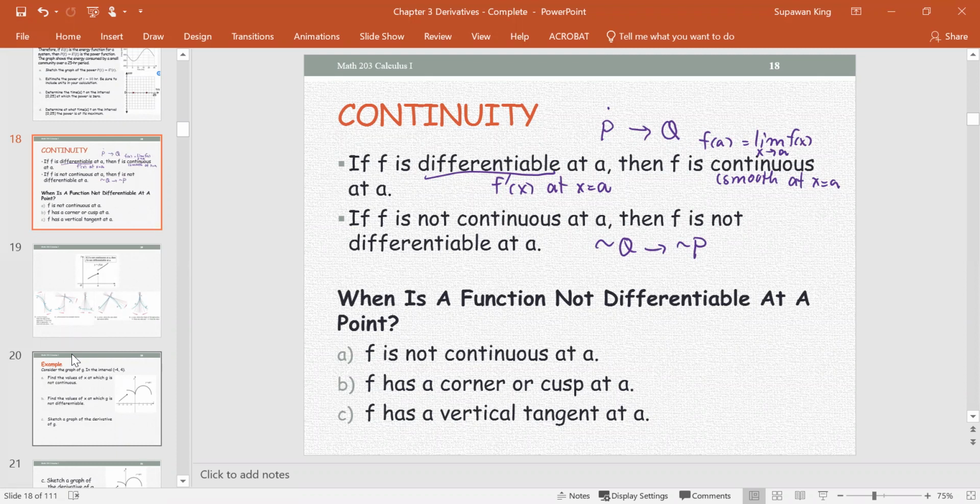When is a function not differentiable at a point? When f is not continuous at a, when f has a corner or cusp at a, when f has a vertical tangent at a. So these are different cases that would make the function not differentiable at the point a.